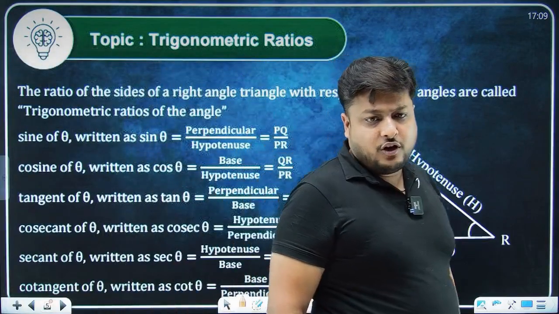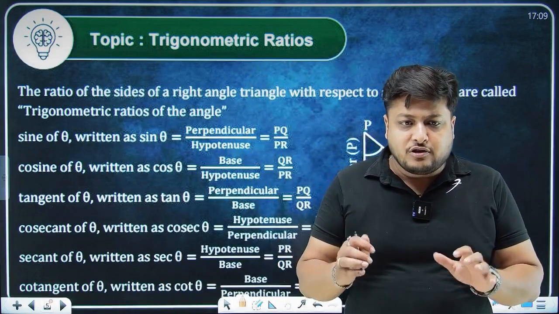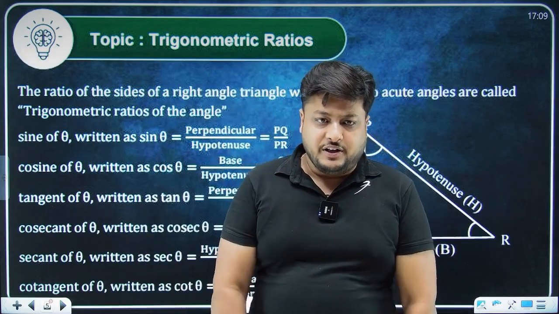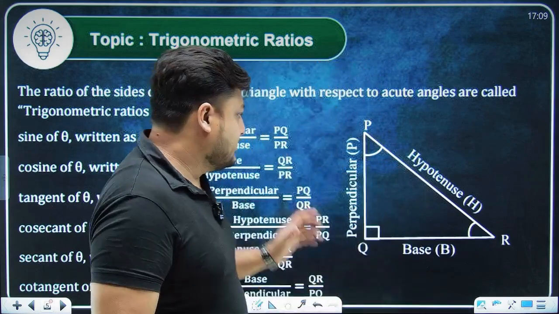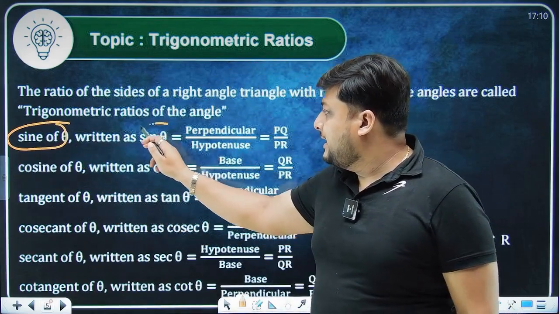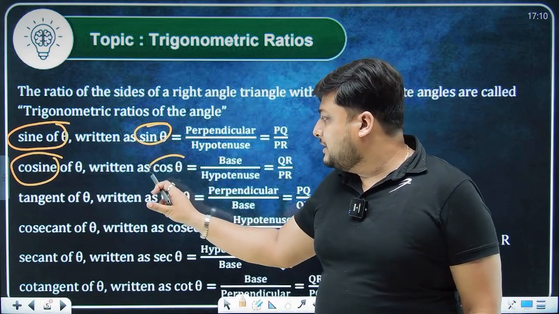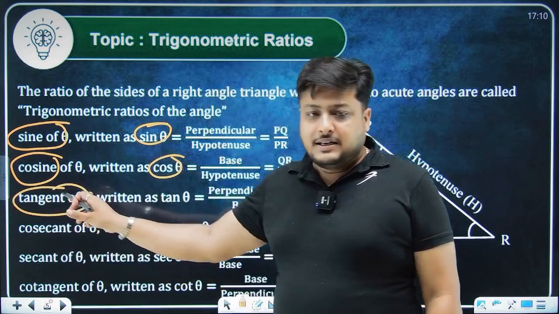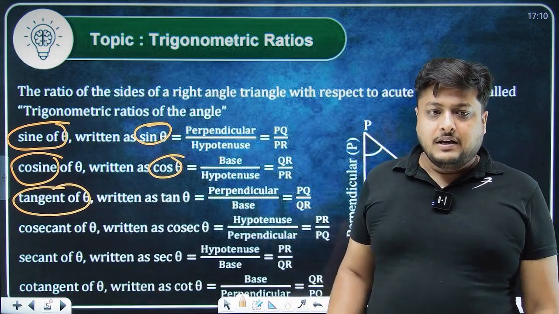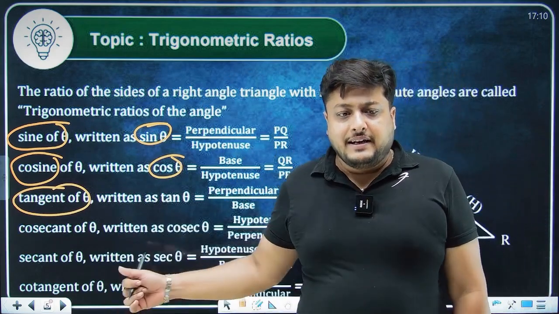Trigonometric ratios. This is one of the important topics of this chapter. Basically, the ratios of the sides of a right triangle with respect to the acute angles are called trigonometric ratios. So what are the ratios? Sine of theta is written as sin theta only. Cosine of theta is called cos theta. Tangent of theta is called tan theta. Cosecant of theta is written as cosec theta. Secant of theta is written as sec theta, and cotangent of theta is written as cot theta.